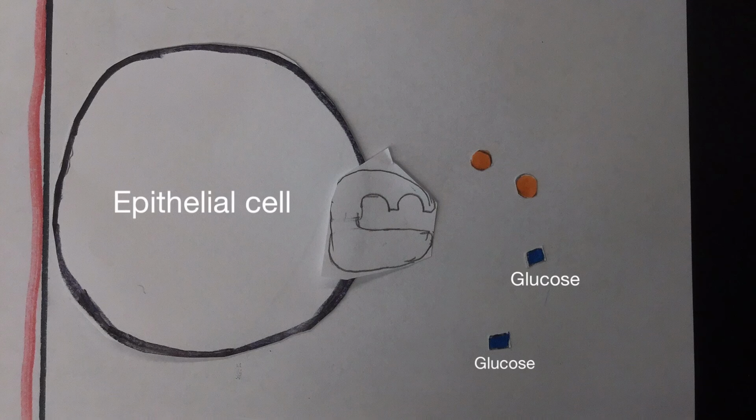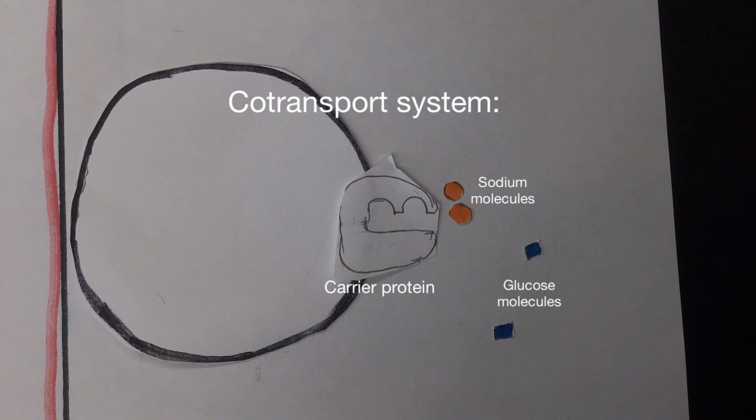absorbed and used by Bob's body, it has to be transported from the small intestine's lumen into the epithelial cells and then released into the bloodstream. Glucose is polar, so it cannot enter cells through simple diffusion.